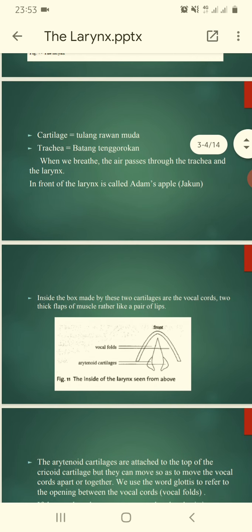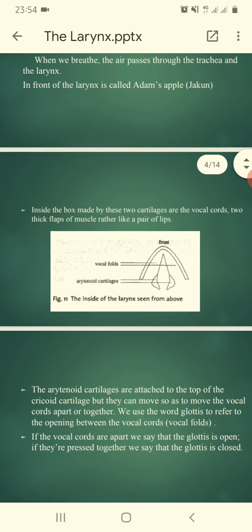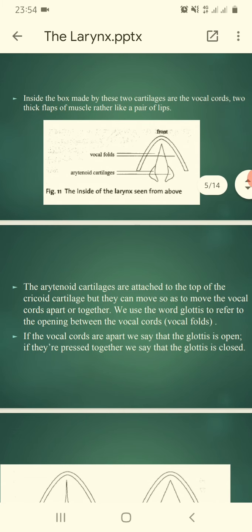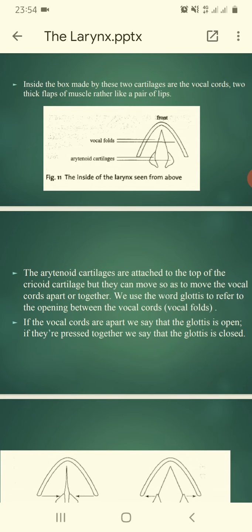Inside the bulk made by these two cartilages are the vocal cords, two thick pads of muscle rather like a pair of lips. This is simple. The arytenoid cartilages are attached to the back of the cartilage but they can move so as to move the vocal cords apart or together.